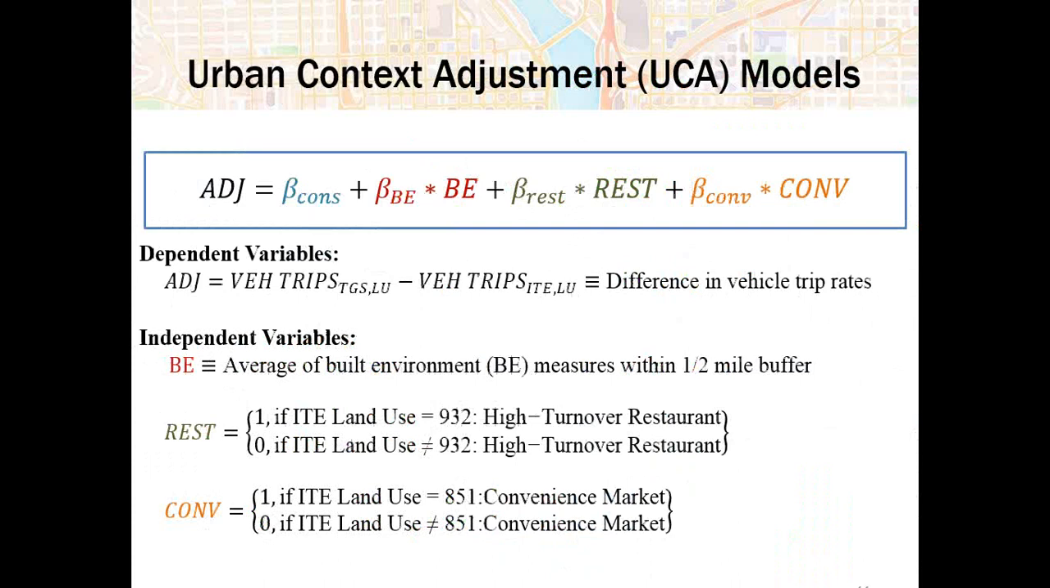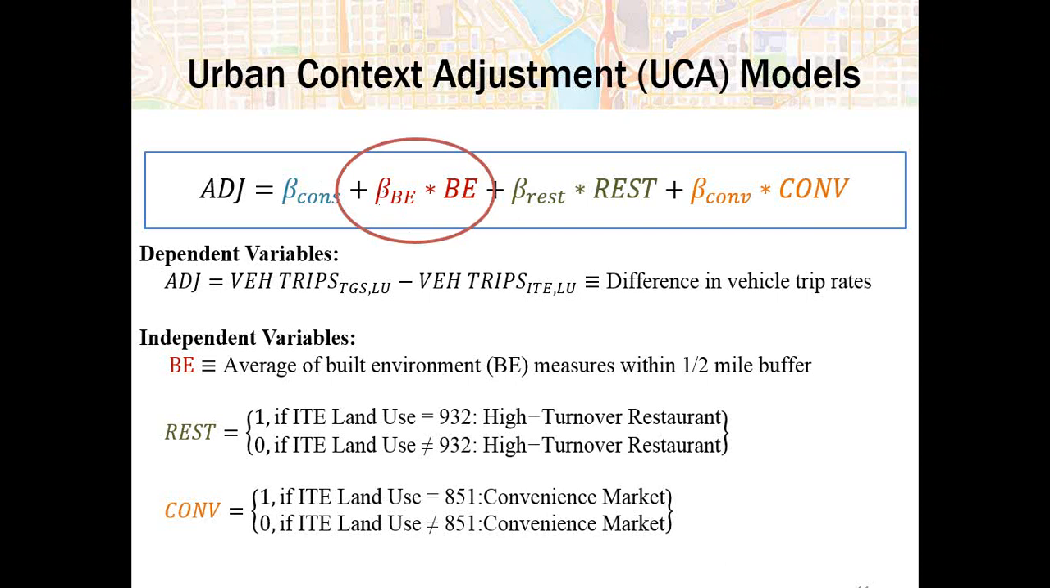The urban context adjustment is actually a series of very simple models. Here on your screen is the structure of this model. It contains 4 coefficients, 1 constant, and 3 variables. 2 of the variables, restaurants and convenience markets, are dummy variables. All this does is tell us whether we're talking about a restaurant or a market. If it's neither of them, we're talking about a drinking place. The last variable is the built environment variable.